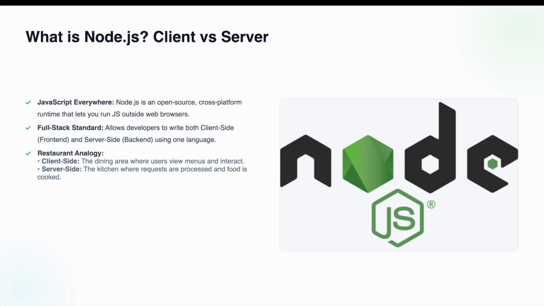Let's understand what is Node.js. Traditionally, JavaScript only lived in the browser to make web pages interactive, like showing modals, animations, or styling buttons. If you wanted to write backend server code, you had to learn other languages like Java, Python, PHP, or C Sharp. Now, all that has changed with Node.js. Node.js is an open source cross platform JavaScript runtime environment that lets you execute JavaScript outside the browser, directly on your server or your local computer.